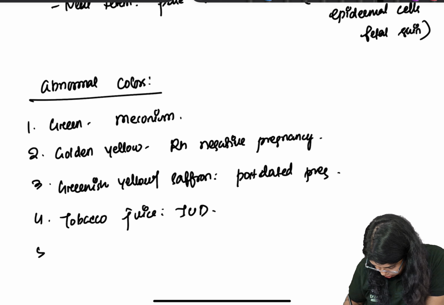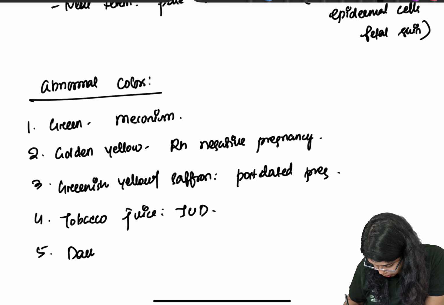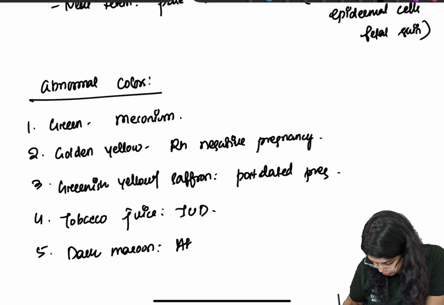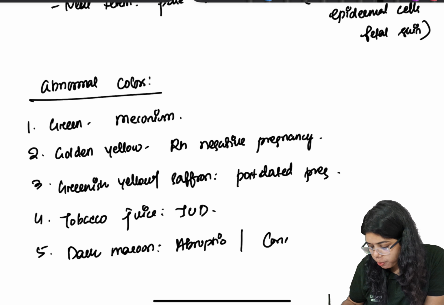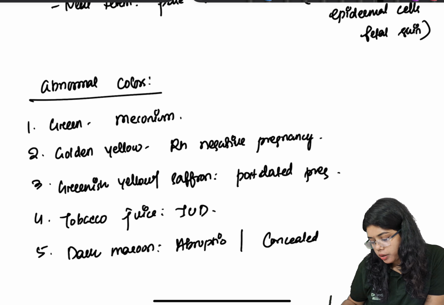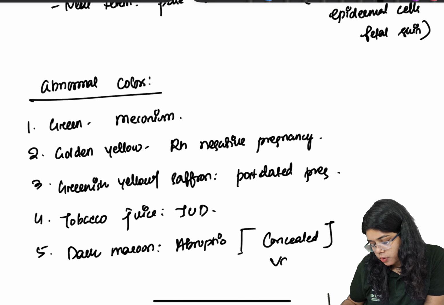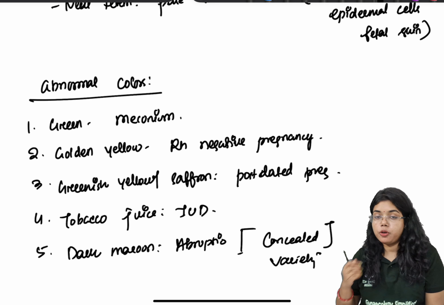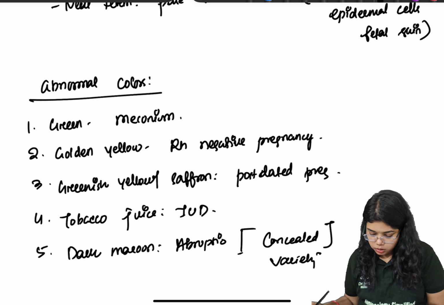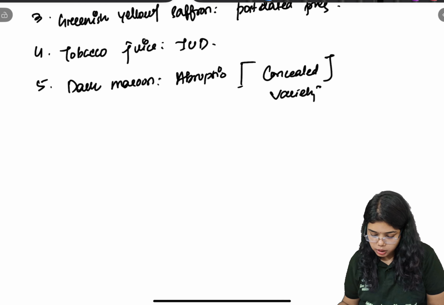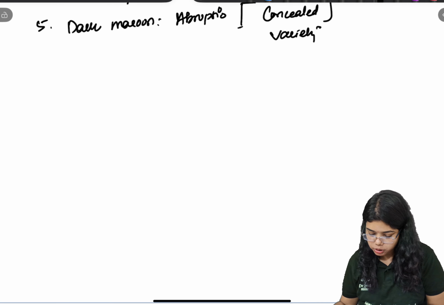Okay, then dark maroon in case of abruptio, which is concealed type of abruption. Okay, concealed variety. So these are the abnormal colors of the amniotic fluid. Okay, then what are the functions of amniotic fluid?